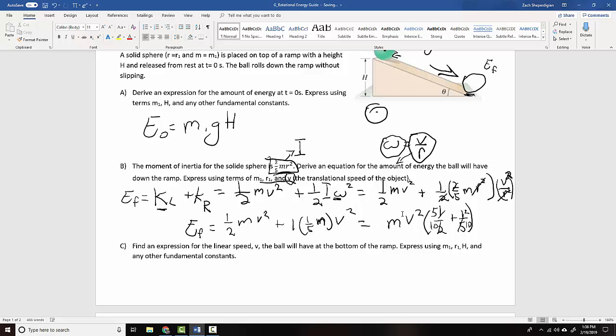That's 2/10, and that makes 7/10. So this whole thing, I have a 7/10 mv squared. So this is how much energy it's going to have at the very bottom of the ramp. And that leads wonderfully into part C.